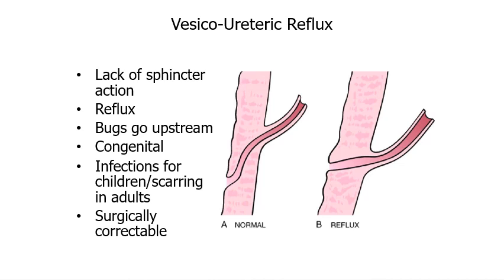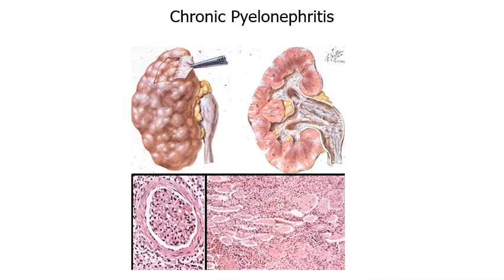And it's important to recognise because this is surgically correctable, and so it's important to actively investigate children who have urinary tract infections to exclude this vesico-ureteric reflux, because we don't want them to develop chronic pyelonephritis, because when they do, they may require dialysis or renal transplantation.